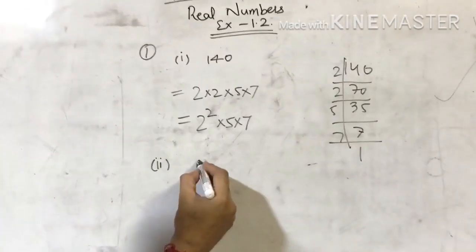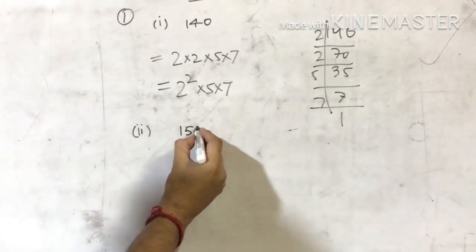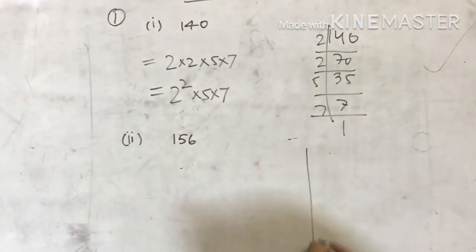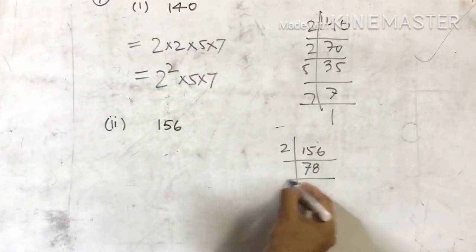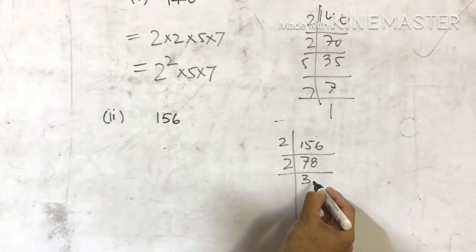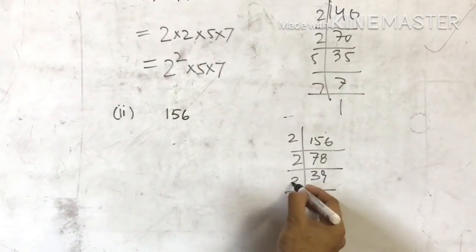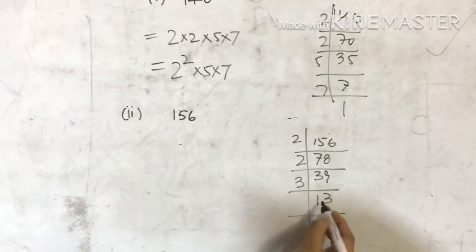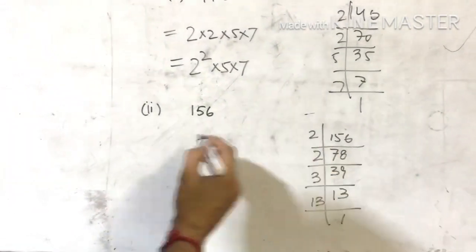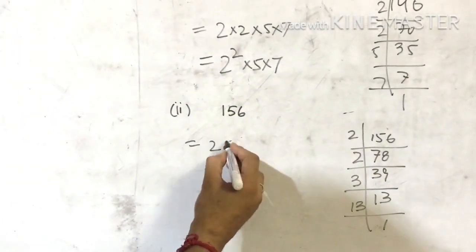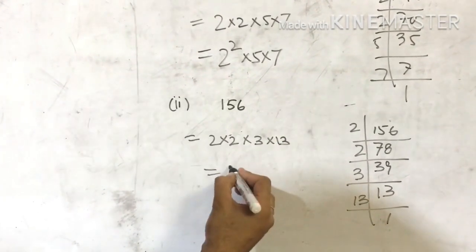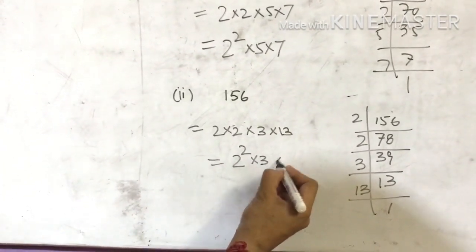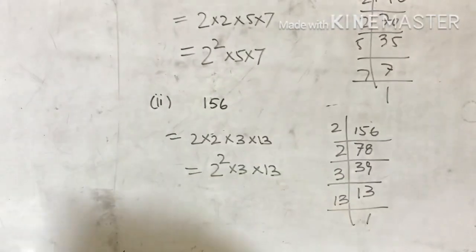Second part is 156. Take 156. So 13 is a prime number, so 13. So the factors of 156 will be 2 into 2 into 3 into 13. That will be 2 to the power 2 into 3 into 13.